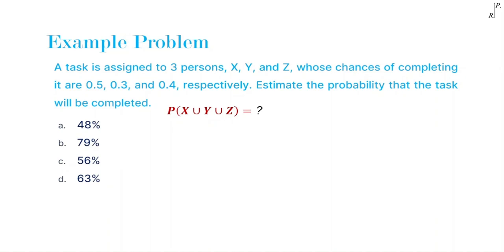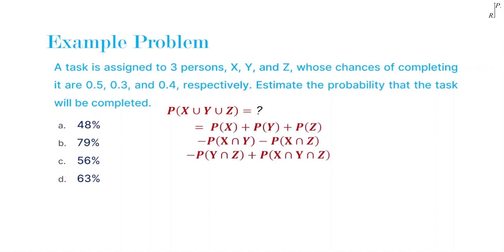Now, for the task to be completed, it has to be done by either of X, Y, and Z. Then, we can apply the inclusion-exclusion principle here to get this relation. Also, notice that completion of the task is independent for all 3 persons, which means that whether the task will be done by either of them does not depend on others' performance. Recall our discussion about independent events in the first video. We can write the probabilities of intersections as the product of individual probabilities, like this.